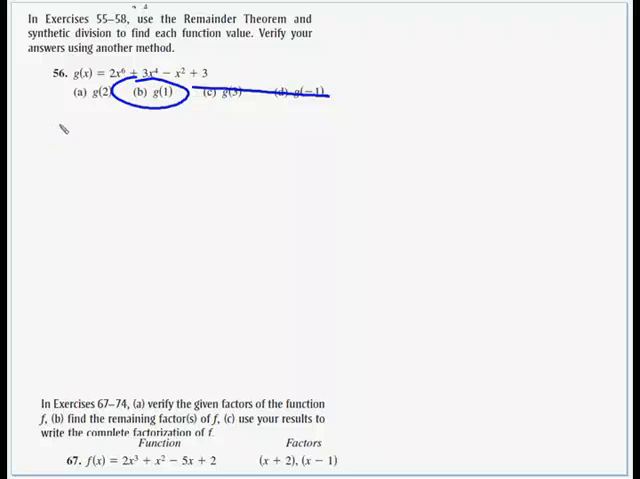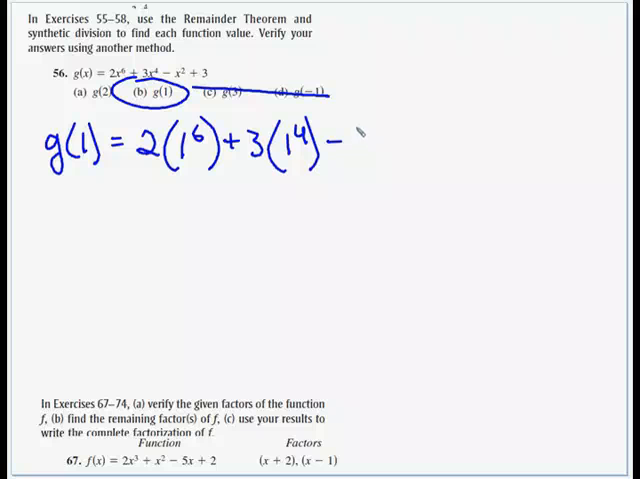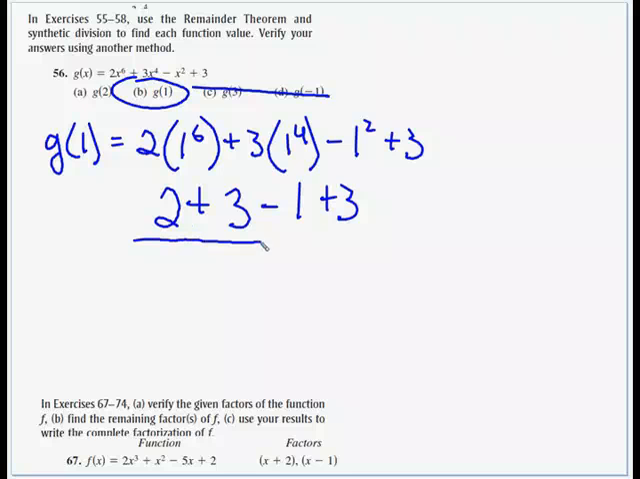g of 1. If I run a 1 through the function, this will be a little easier. 2 times 1 to the 6th plus 3 times 1 to the 4th minus 1 squared plus 3. Any 1 to a power is going to be 1. 1 times 2 is 2, plus 1 to the 4th is 1, times 3 is 3, minus 1 squared is 1, plus 3. So 5 minus 1 is 4. 4 plus 3 is 7. So when we synthetically divide, we should have a remainder of 7.